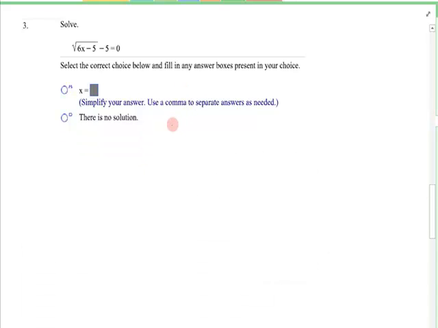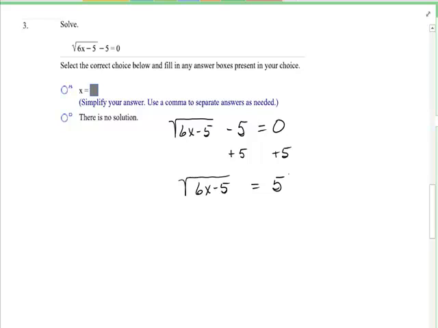All right, the next one, I have the square root of 6x minus 5, minus 5, is equal to 0. The radical is not isolated yet. So to isolate it, I will add 5 to both sides, and I have the square root of 6x minus 5 is equal to 5.